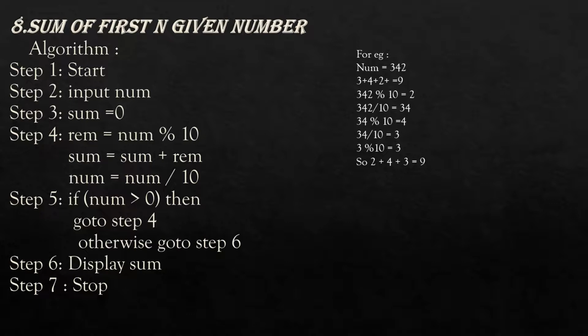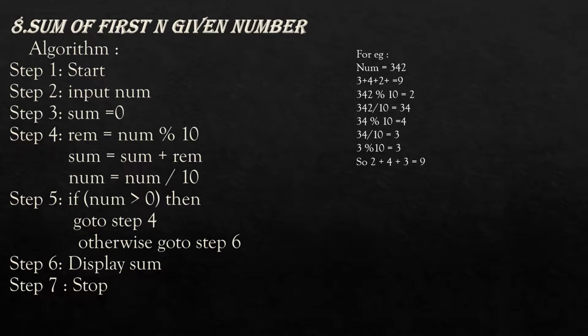Remainder equals num mod 10. Now what is num? 3. 3 mod 10 is 3. It will be stored in the variable remainder. Okay, now sum equals sum plus remainder. The sum is 6 plus 3. 6 plus 3 is 9. 9 will be stored in variable sum.